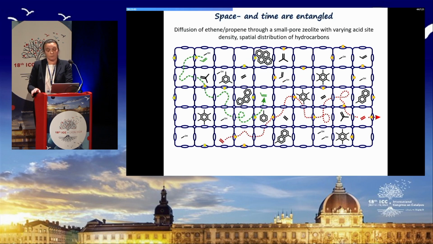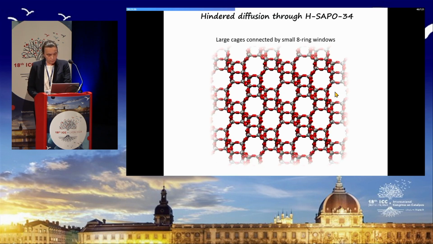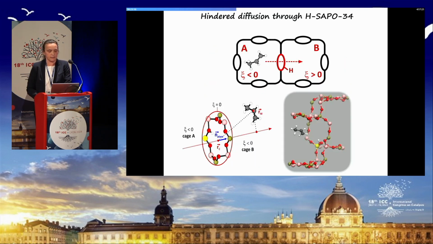Starting back from this figure is, of course, very complicated. We started with the simplest case. So basically, we started with the hopping of propene from one cage in this chabazite-type zeolite, from the A cage to the B cage. And so we would like to discover how the diffusion proceeds here. The point is that here the diffusion itself is a hindered process because we have small 8-membered ring windows, and so propene cannot easily diffuse from one side to the other, let's say.